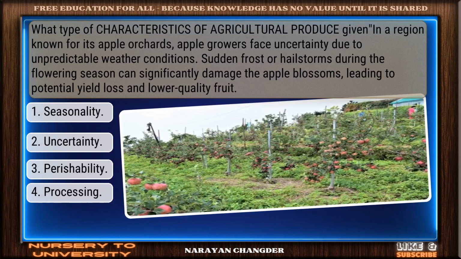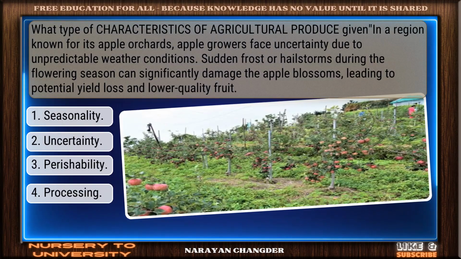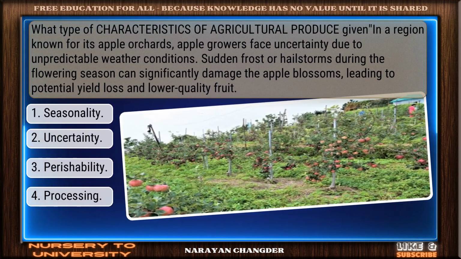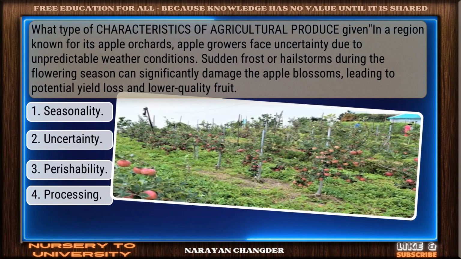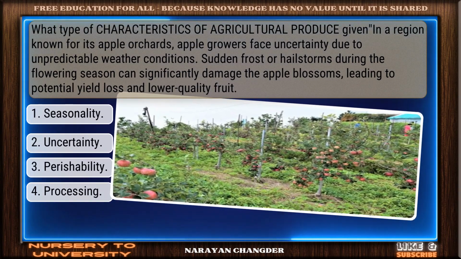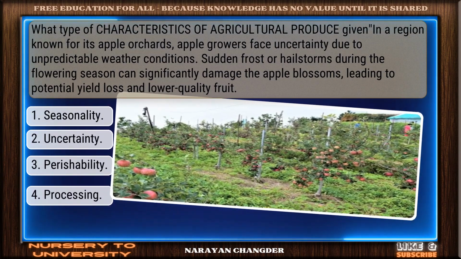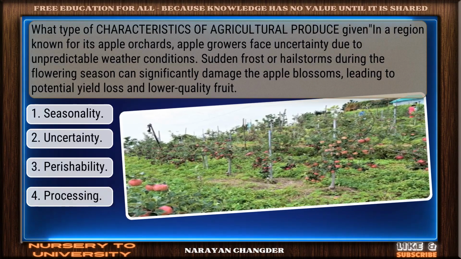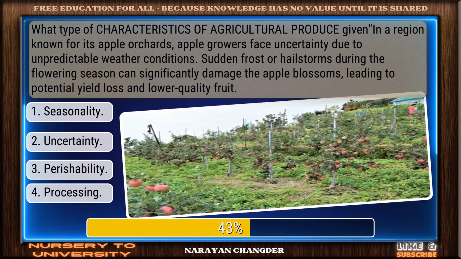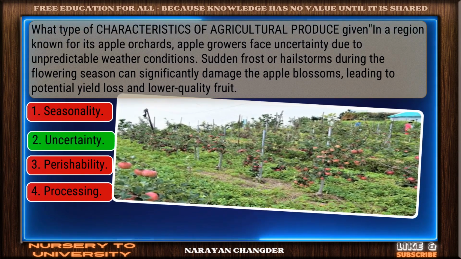What type of characteristics of agricultural produce? Given in a region known for its apple orchards, apple growers face uncertainty due to unpredictable weather conditions. Sudden frost or hailstorms during the flowering season can significantly damage the apple blossoms, leading to potential yield loss and lower quality fruit. You chose uncertainty, and it is correct.